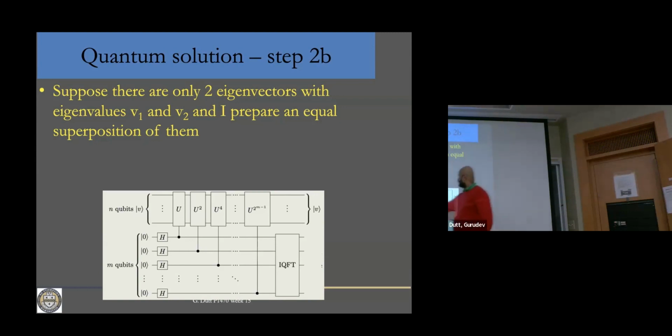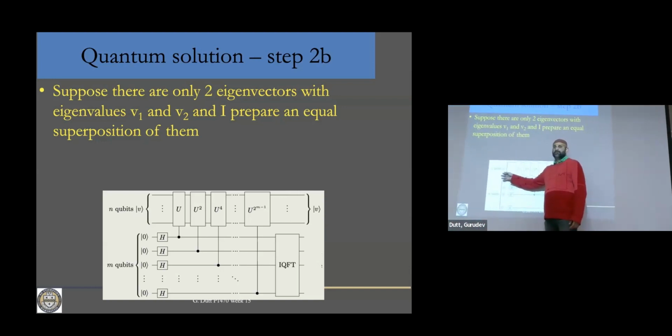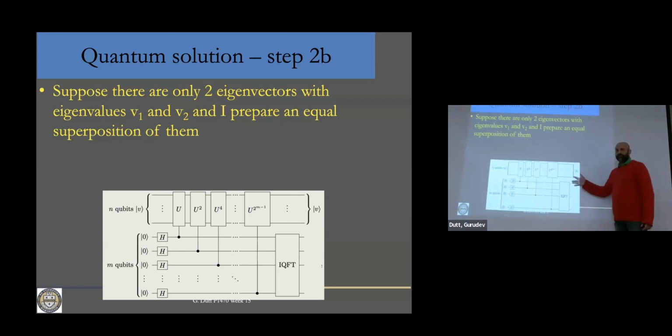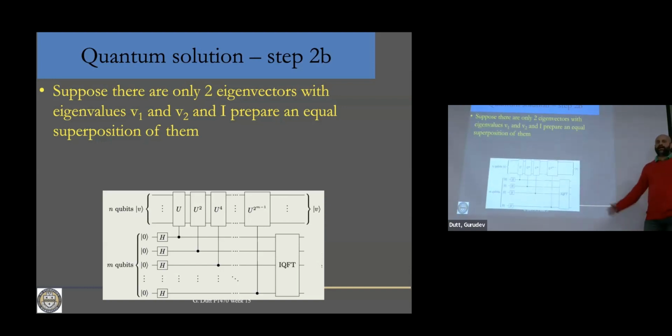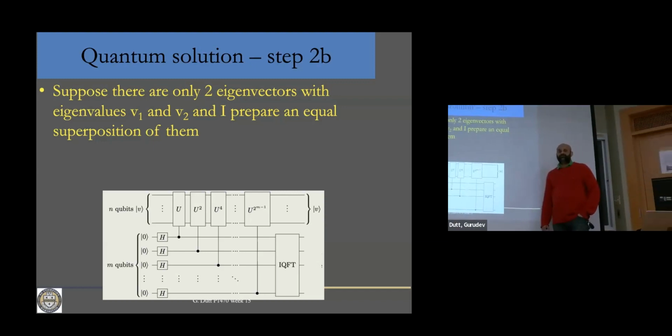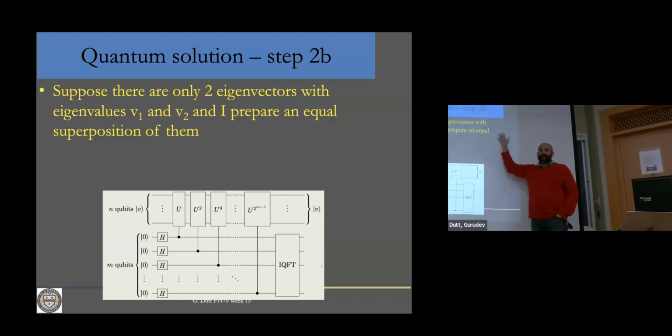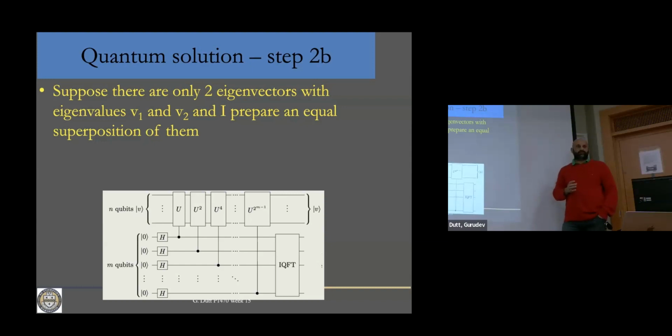Imagine that the input here was a superposition of V1 and V2, not just V1 or V2, but V1 plus V2. And I apply the phase estimation circuit. And at the end, I measure the eigenvalue register. What will I get? What will happen at the output? If I prepare an equal superposition at the input of V1 and V2, then what will happen at the output after the phase estimation circuit is applied to it? What answers can I get?